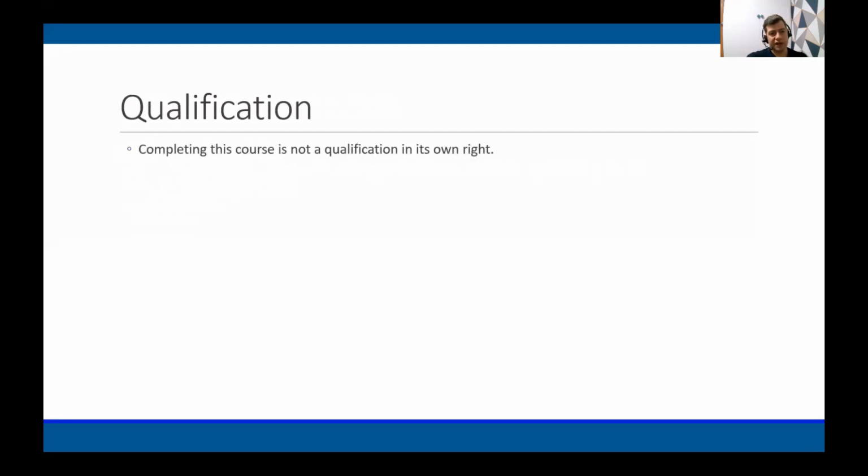In terms of a qualification, completing the course isn't a qualification in its own right. So there's nothing in the course that will actually count toward your accreditation or your qualification apart from the knowledge and skill that you will need to pass your exam. So at the end of the course, to get the actual qualification and to actually be able to use that to get paid interpreting work, you would need to complete the practical assessment or the exam.